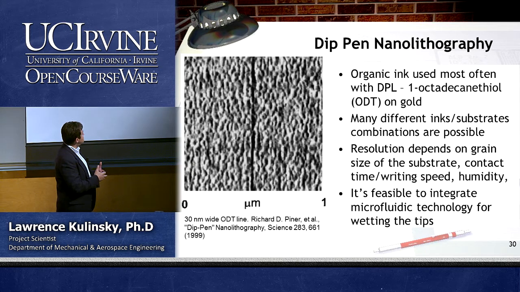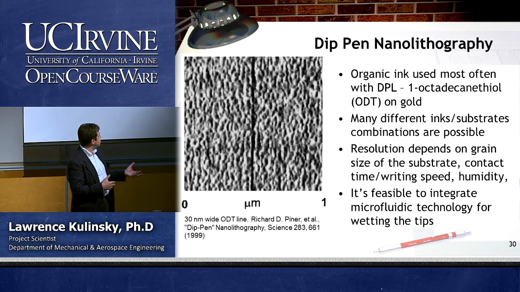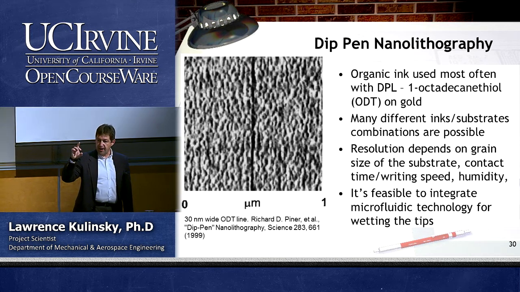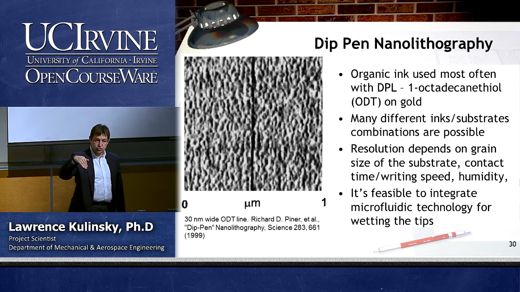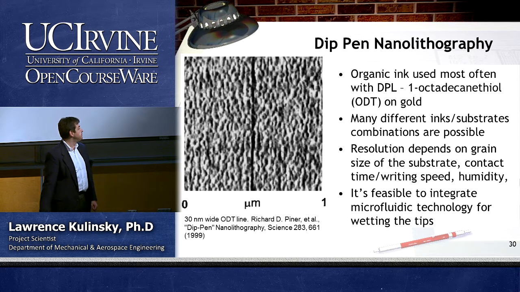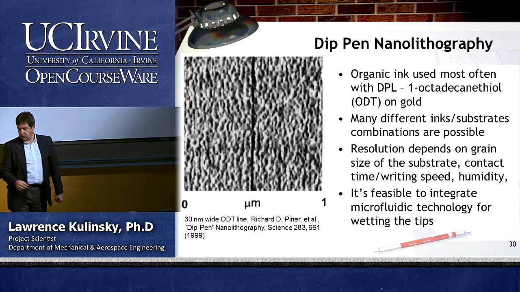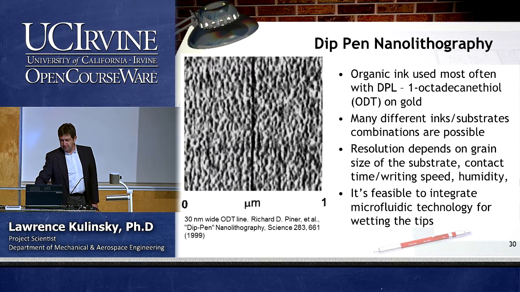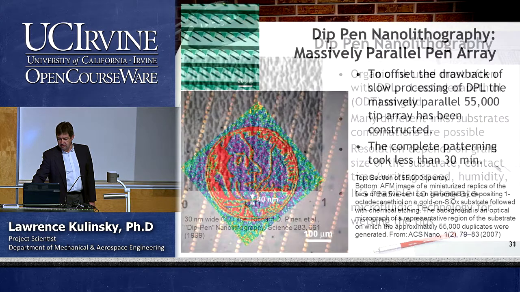But it's feasible to integrate microfluidic technology in order to have ink go to the tip of your AFM. Because right now you need to ink the tip of the AFM all the time, the same thing as dip pen, right? But in the future, it's probably a future development that it can be simplified, and we have long continuous lines.